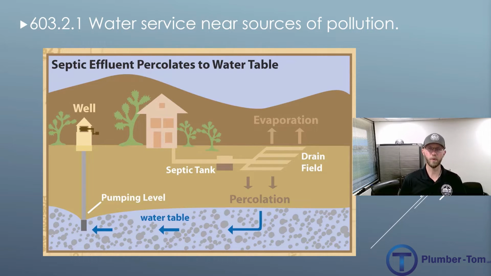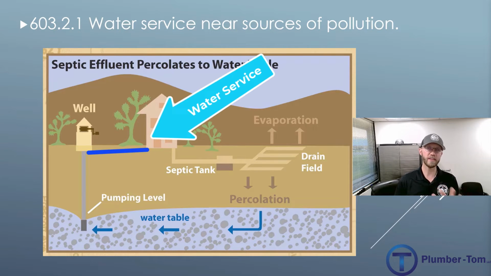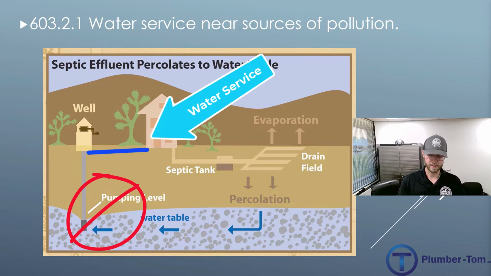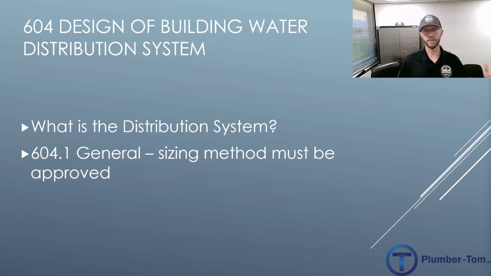603.2.1 makes another important point about the water service pipe, and that is that it should not be anywhere near sources of pollution. Those pollution sources may include cesspools, septic tank drain fields, or seepage pits, or if there's contaminated soil. Any of these things that could contaminate that service pipe and the water coming through it, we would need to seriously avoid.